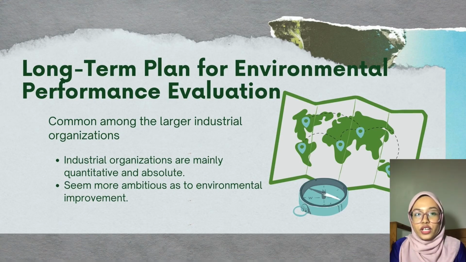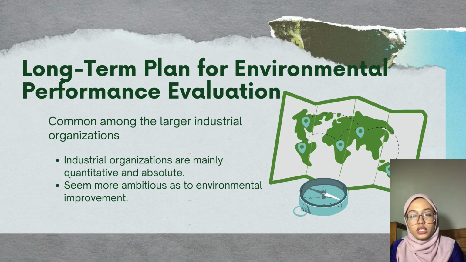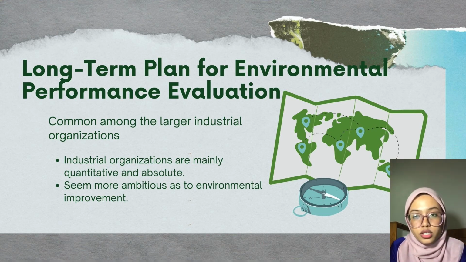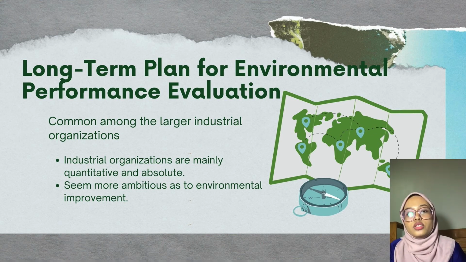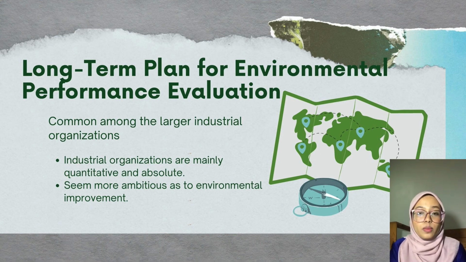Long-term plans for environmental performance evaluation are common among the largest industrial organizations. Small and medium-sized companies seem not to practice formal environmental performance evaluation. However, such evaluation is common among the largest industrial organizations surveyed. The indicators in use by industrial organizations are mainly quantitative and absolute, because few relative efficiency indicators are used. The reported indicators serve to measure the performance outcome of activity and some aspects of the efficiency of the enterprise.